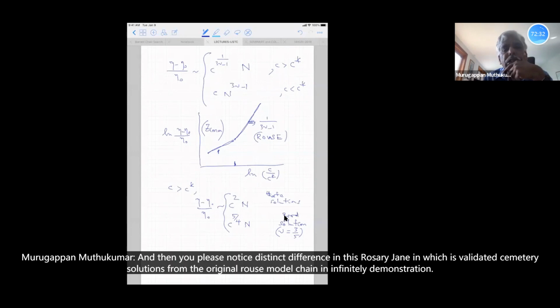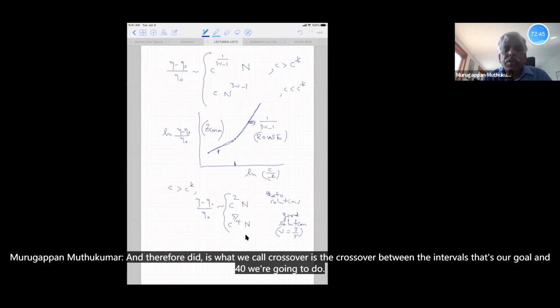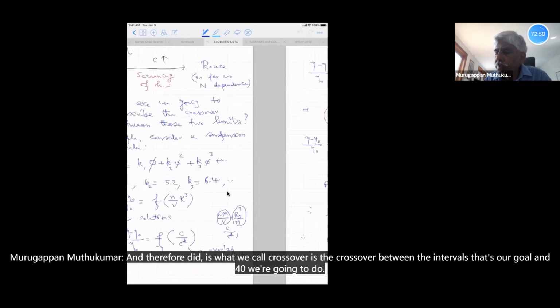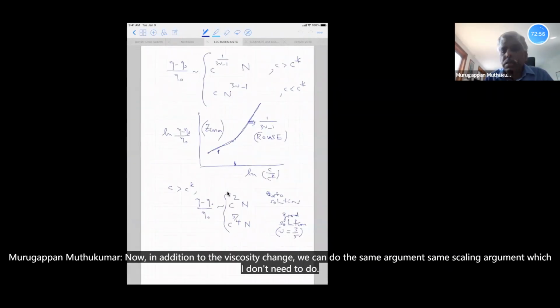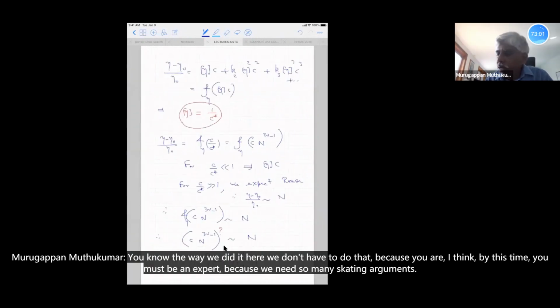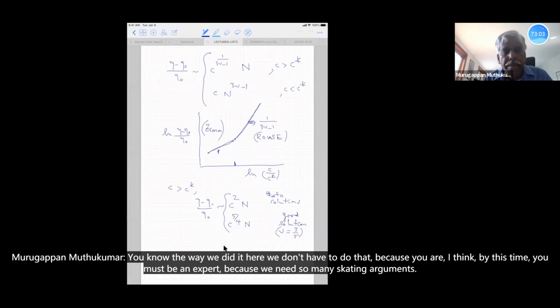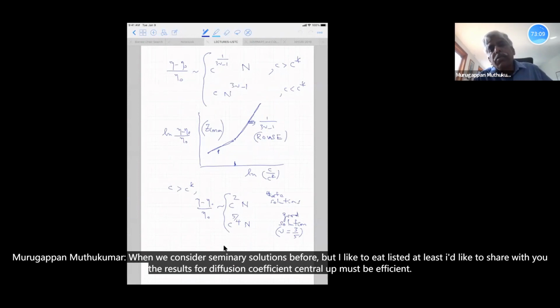And please notice a distinct difference in this Rouse regime, which is valid in semi-dilute solutions, from the original Rouse model chain in infinitely dilute solution. And therefore, this is what we call crossover. This is a crossover between Zimm and Rouse. That's our goal. That's what we are going to do. Now, in addition to the viscosity change, we can do the same scaling argument, which I don't need to do the way we did it here. I think by this time you must be an expert, because we did so many scaling arguments when we considered semi-dilute solutions before.